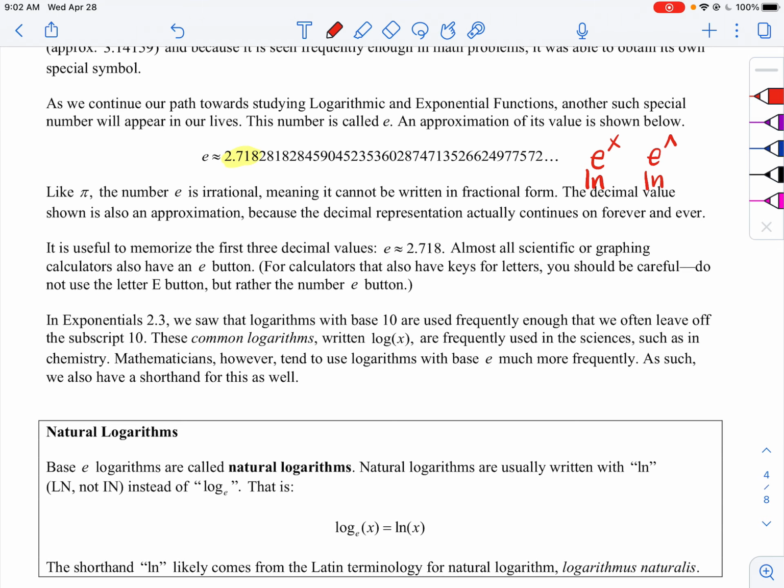Okay? In Exponentials 2.3, we saw that log with base 10 is used frequently enough that we often leave off the subscript 10. This common log, written as log, you see has no base because the base of that is 10, and is frequently used in sciences such as chemistry. Mathematicians, however, tend to use log with base e much more frequently. As such, we also have a shorthand for this as well.